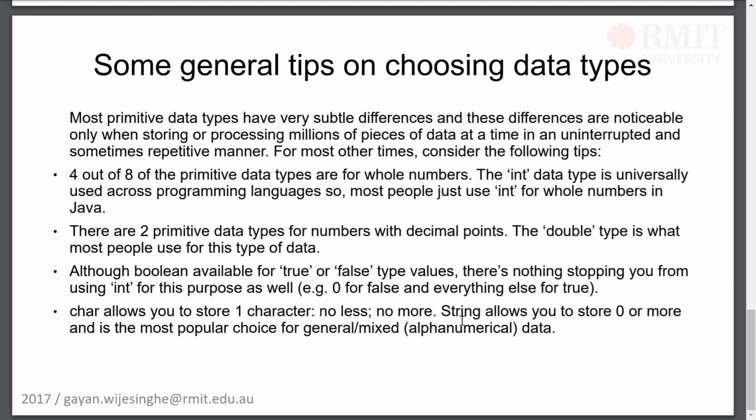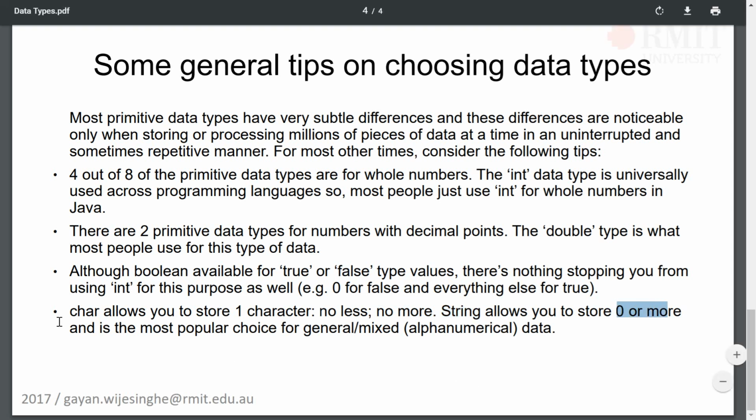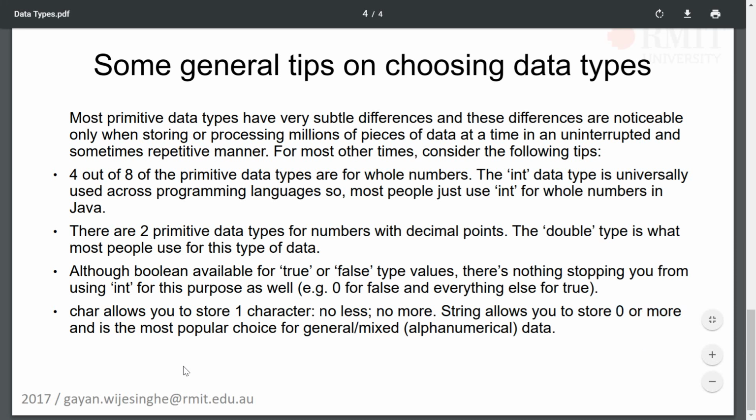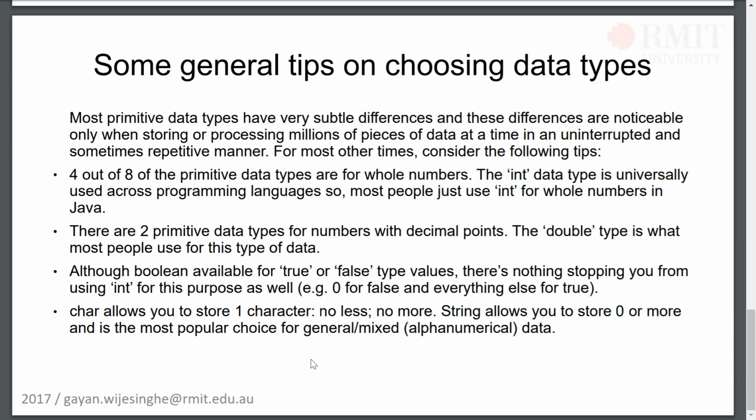On the other hand, if you use the string data type, which is a non-primitive data type, and I said string is fine to use most of the time, you can store zero or more characters, and that's very flexible, and it's a very popular choice for mixed data, in other words, alphanumerical data, or even just plain text data. But we don't use string for numbers that we need to perform calculations on, at least most of the time. So that's the basics of data.